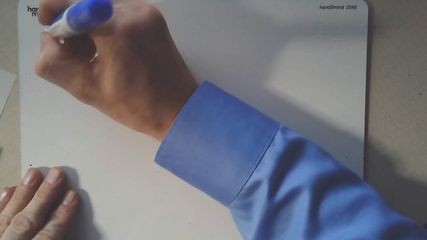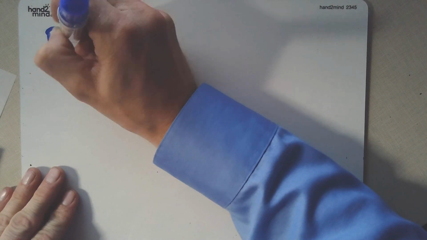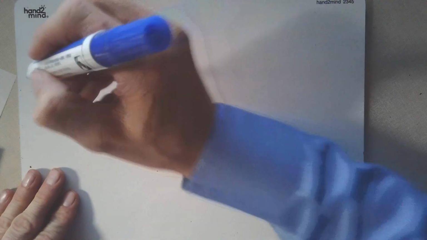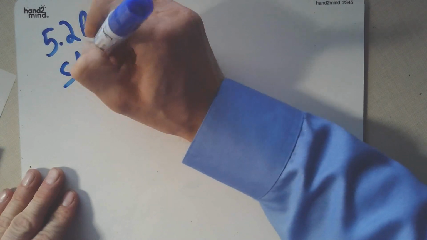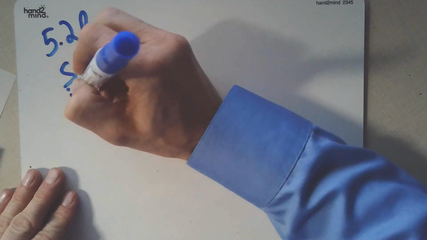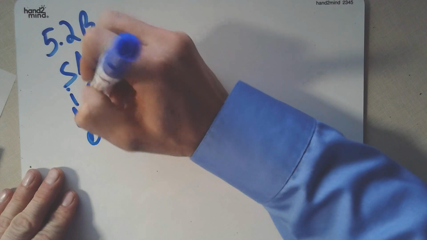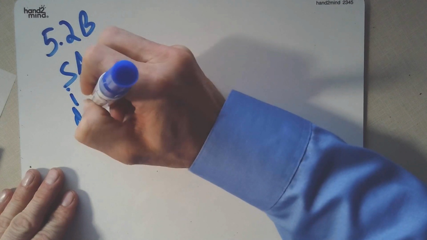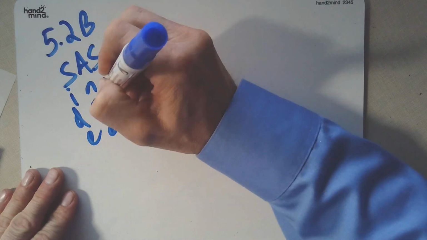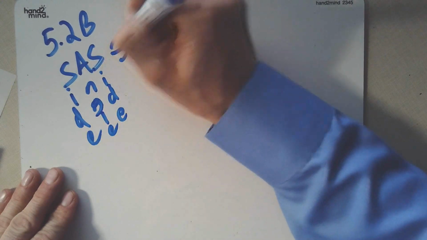Okay, the next section we're going to go over is section 5.2 Bravo, and this is the side angle side congruent postulate.